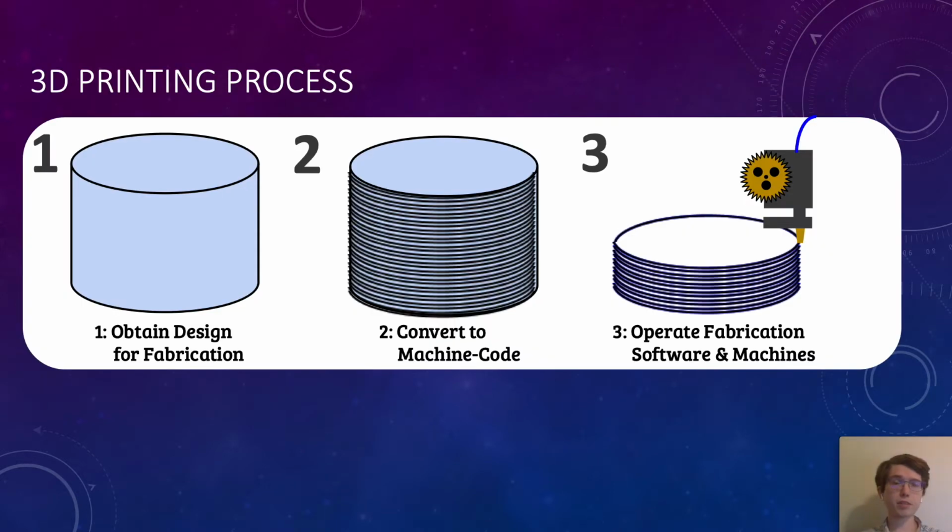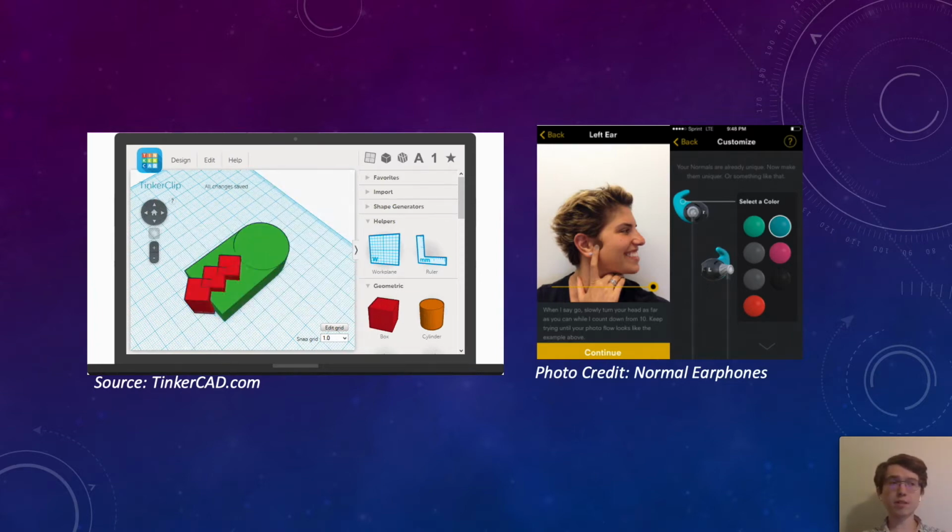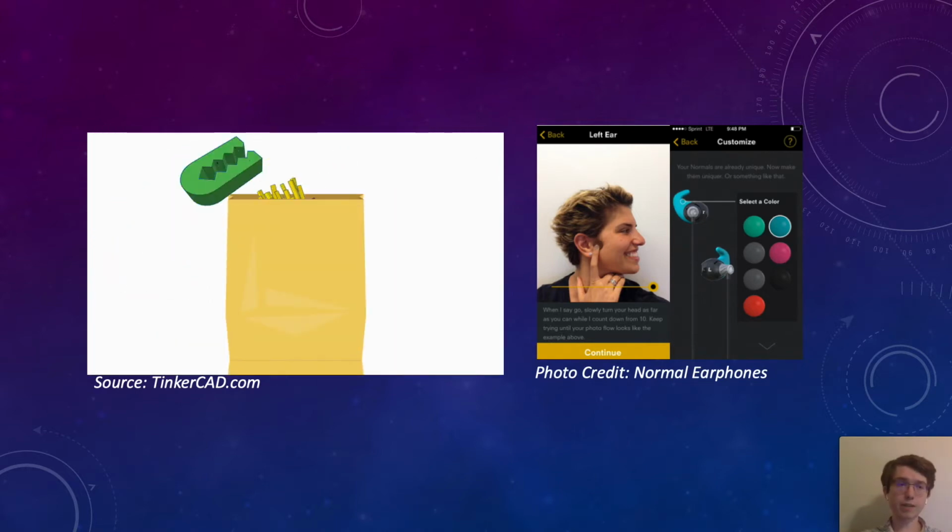3D printing usually involves 3 different steps: obtaining a 3D file or design for fabrication, converting that to machine-specific code, usually in a program called a slicer, and then uploading that code to a printer to create the fabricated object. Many applications have been emerging to make 3D printing easier for novice users, from CAD to programs that use things like 3D scanning and AI assistance to build printable files.